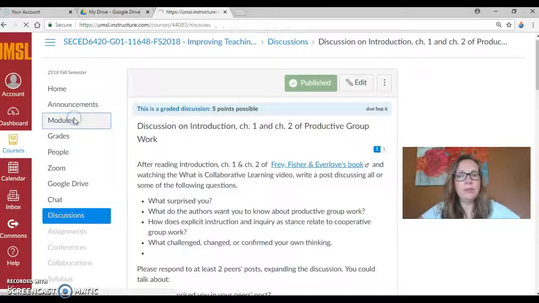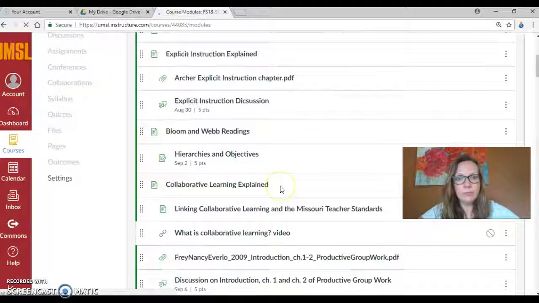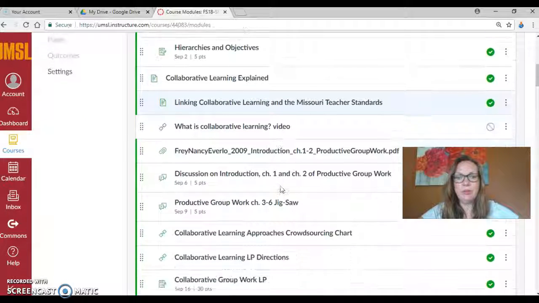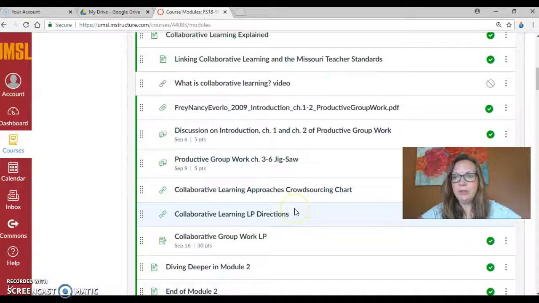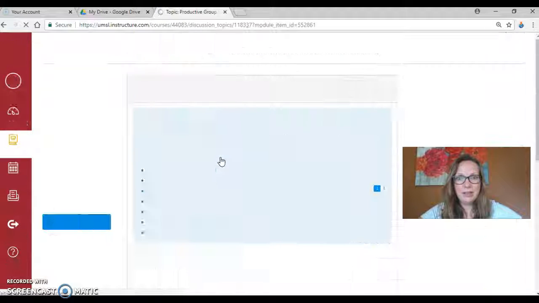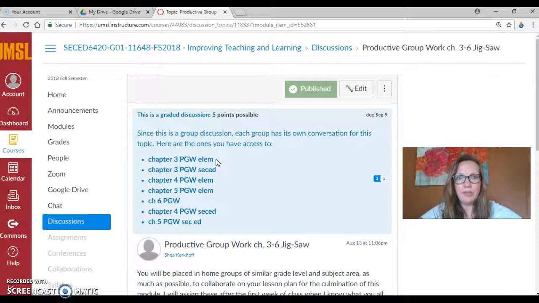Okay, so going back to the module, after you read the introduction and chapters 1 and 2, we then will be doing the jigsaw. And this is a way for me to model a type of cooperative discussion. In the Productive Group Work, instead of seeing all of these groups, you should only see one. And if you don't see one, it's because you need to complete your Who Are You discussion post so that I know what you teach.